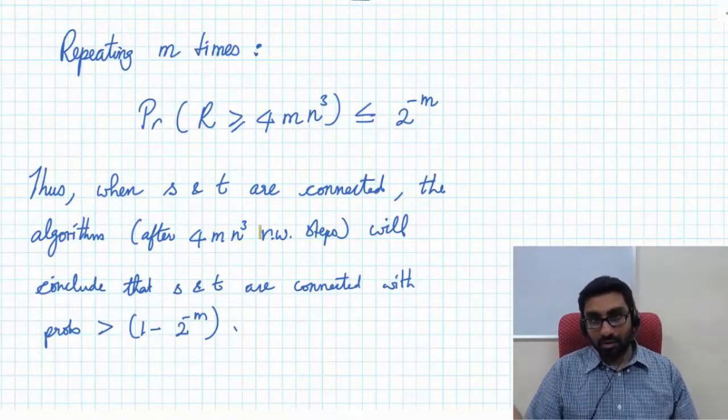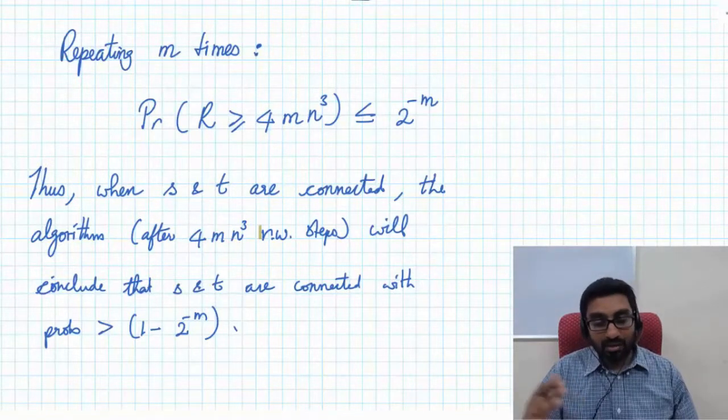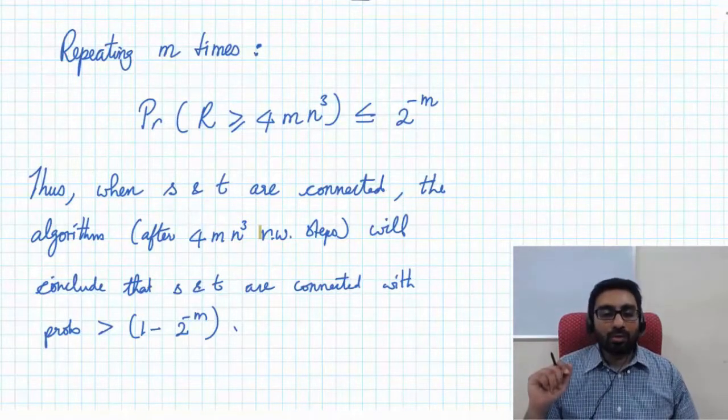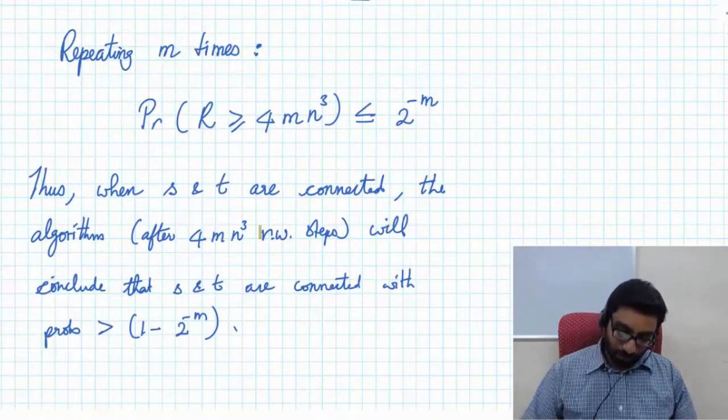On the other hand, if after 4mn cubed number of steps you don't reach t, then you conclude that S and T are not connected. And what's the probability with which you will be wrong? Well, that's small, at most 2 raised to the minus m.